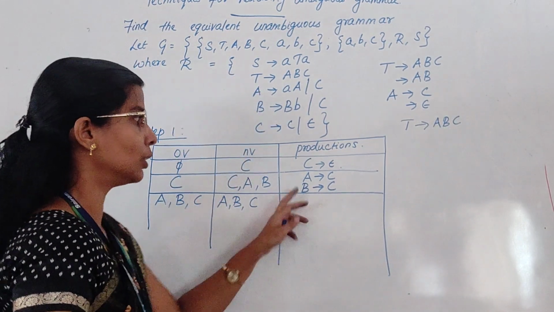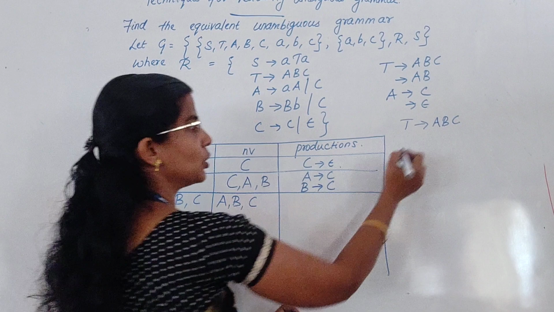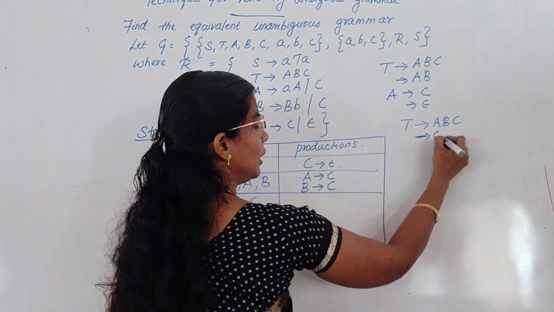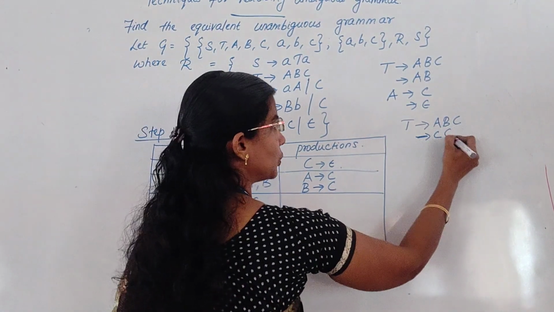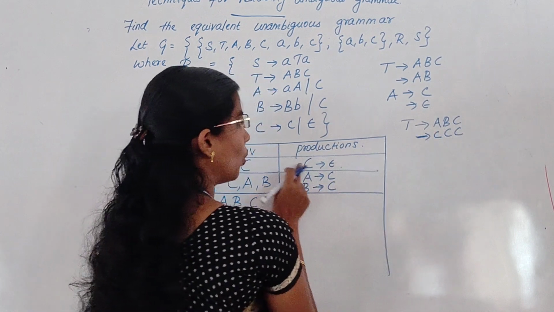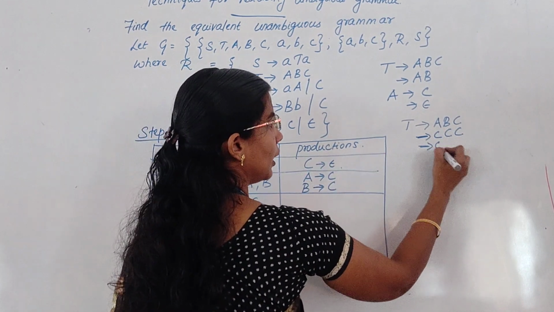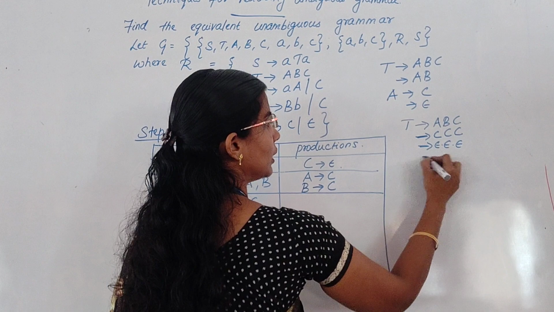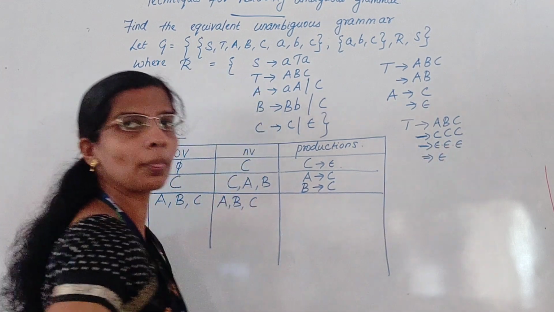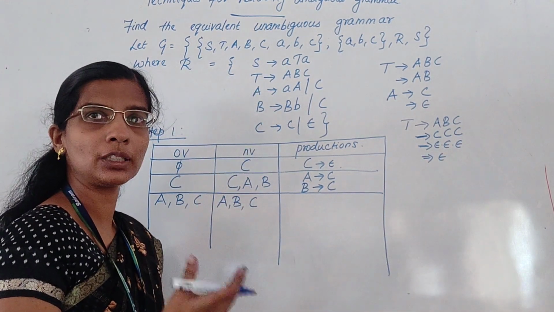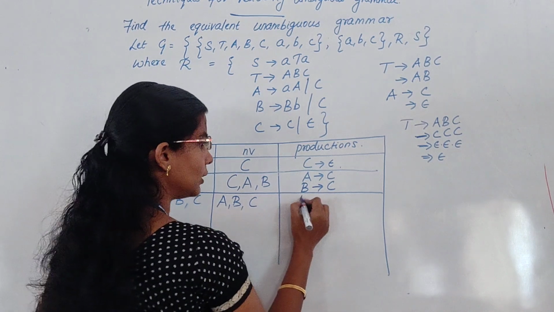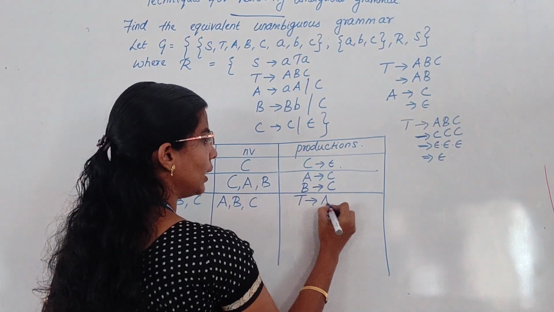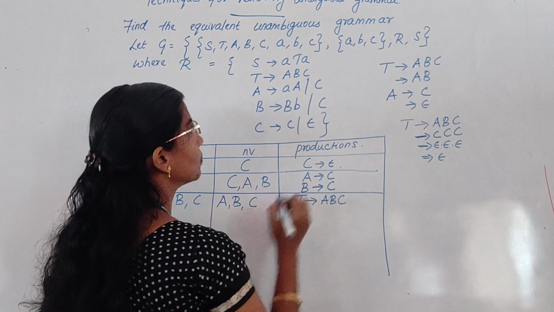So for A I can substitute C, for B also I can substitute C, and I have C. What about C? It is epsilon, epsilon, epsilon. It is nothing but epsilon. So in RHS I am getting only epsilon. So I can write this production, T tends to ABC.